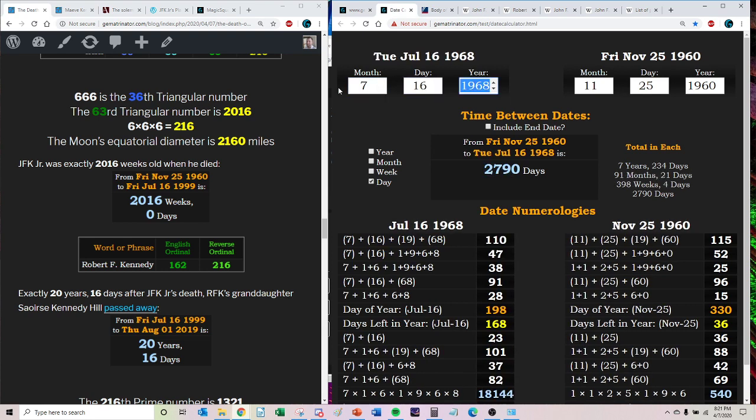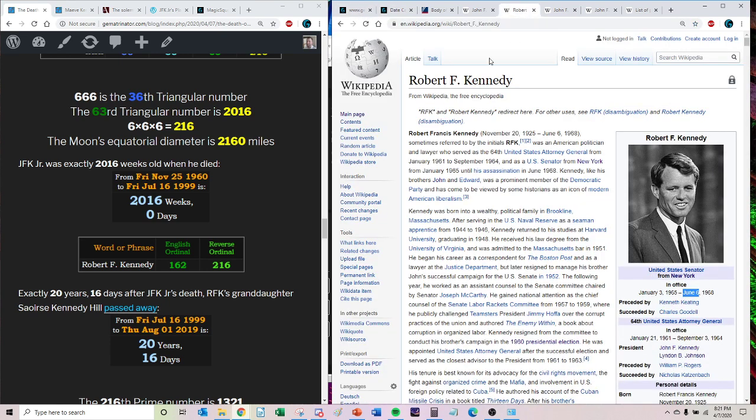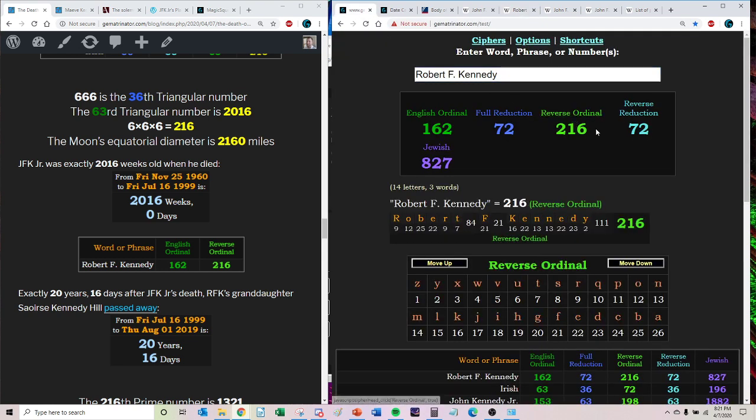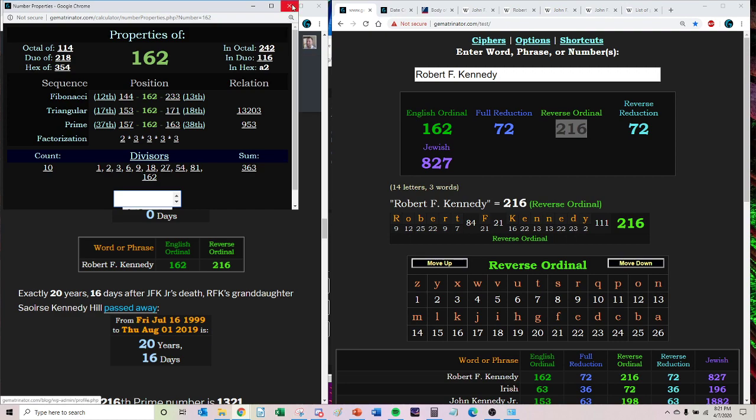On the date that JFK Jr. died, he was exactly 2,016 weeks old. Notice how the name Robert F. Kennedy equals 216 and 162.